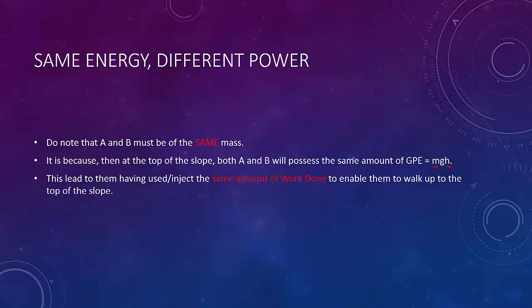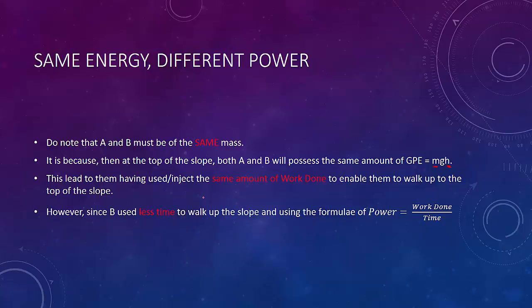And this led to them having to have used the same amount of work done to enable them to walk up to the top of the slope. However, since B used less time to walk up the slope, and using the formula of power equals work done divided by time, if it's a smaller amount of time, you find that your power becomes bigger. So B used a shorter amount of time doing the same amount of work. That means that the power of B is actually larger.